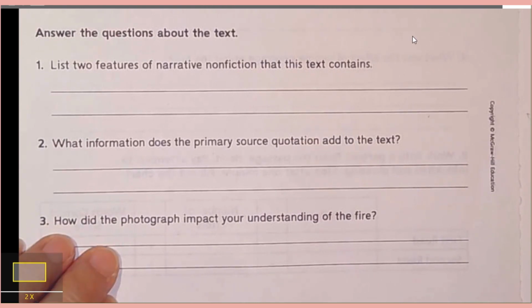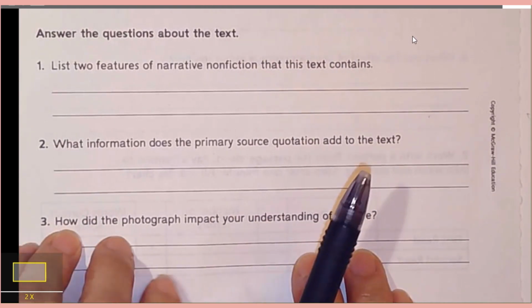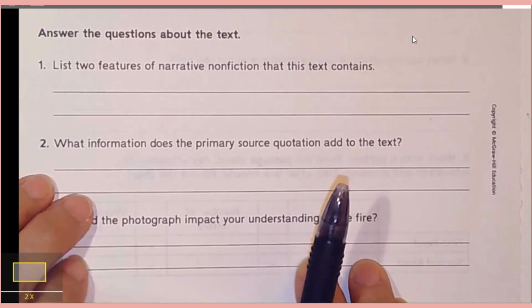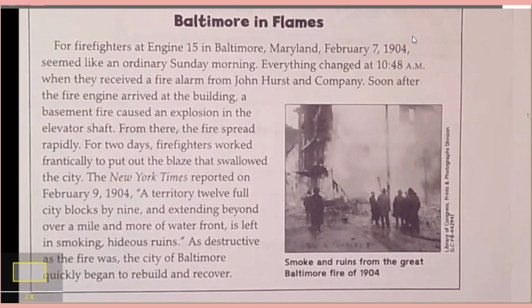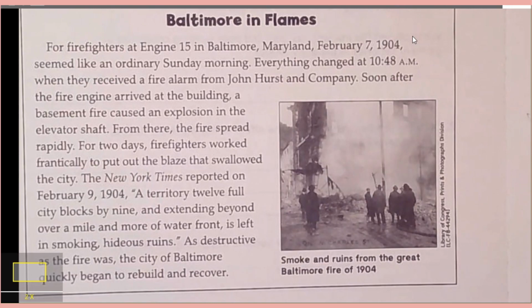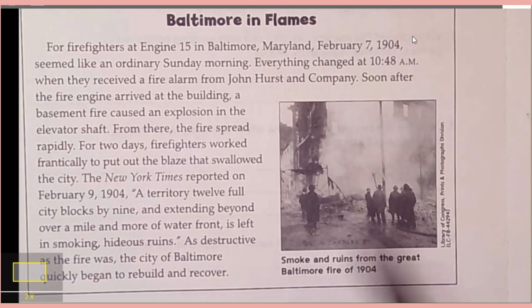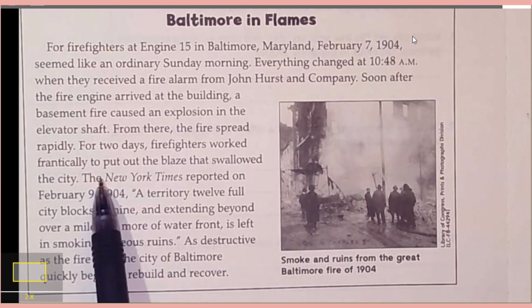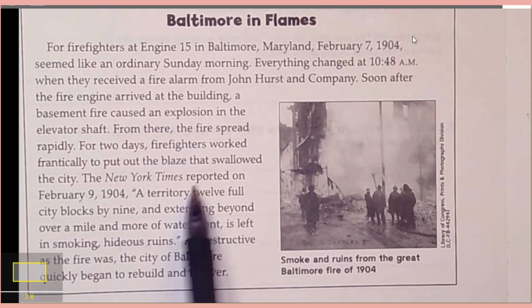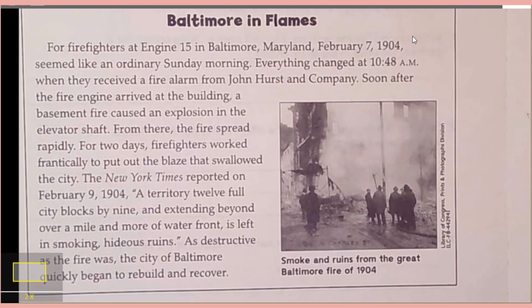Okay, list 2 features of narrative nonfiction that this text contains. So when we look here, 2 features that it contains are the details are told as a story, events described in chronological order. We have some primary sources, reporting information, and quotes. As I mentioned, we have dates, we have the New York Times, and we have a quote. Those are considered factual details.